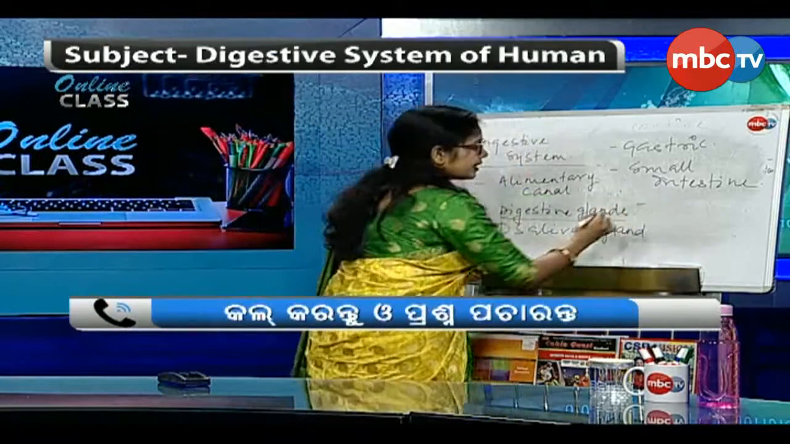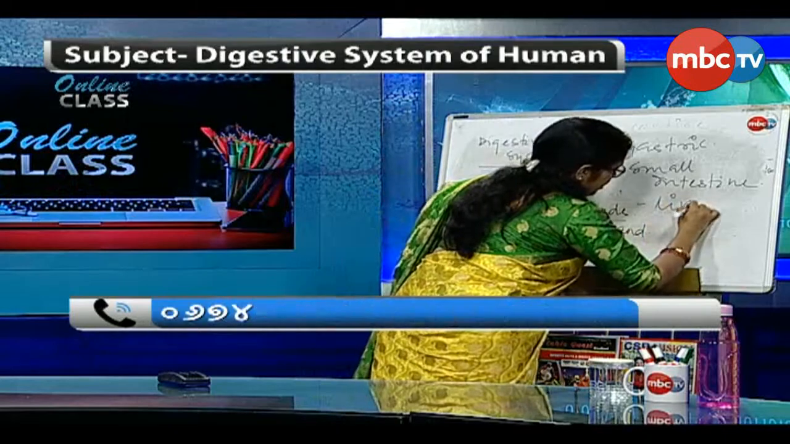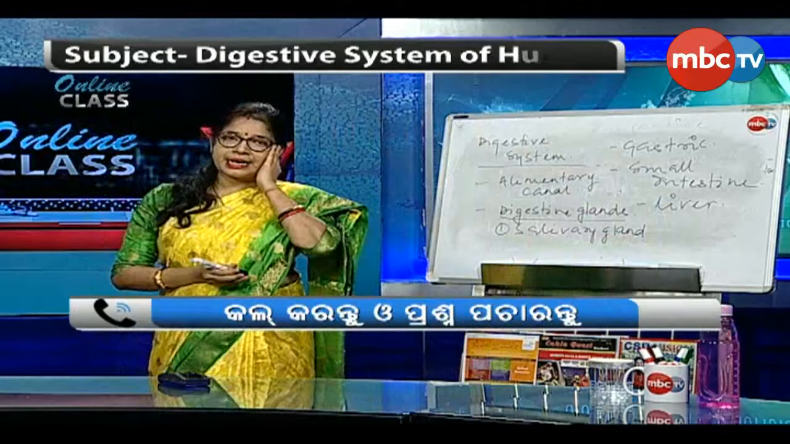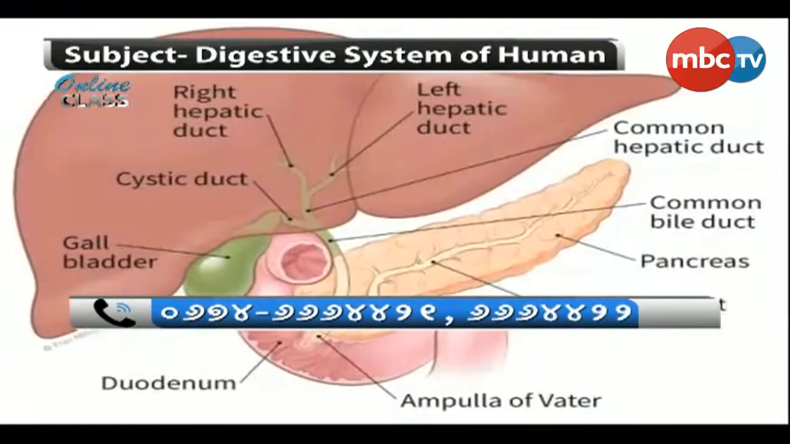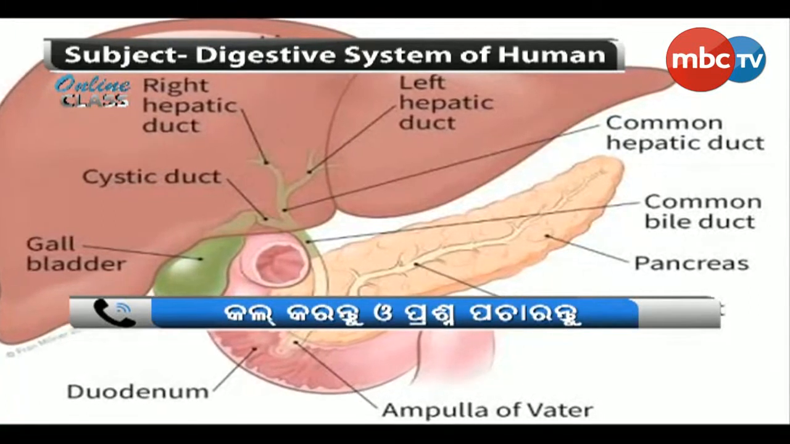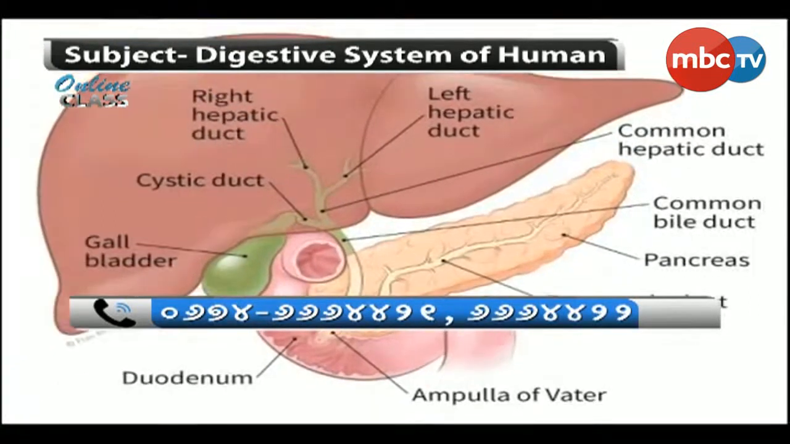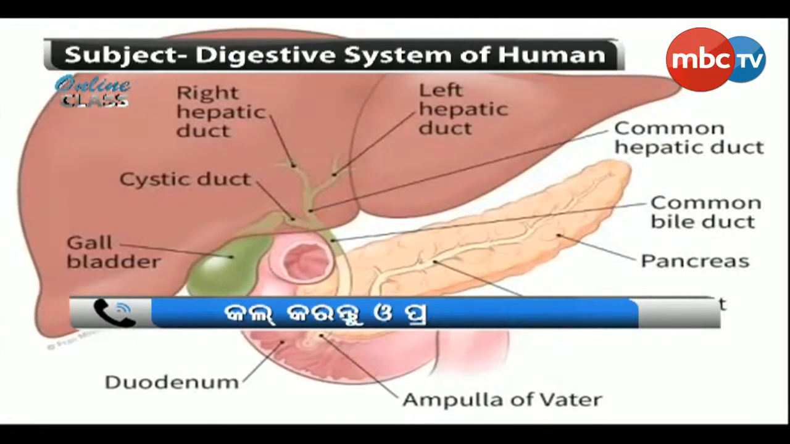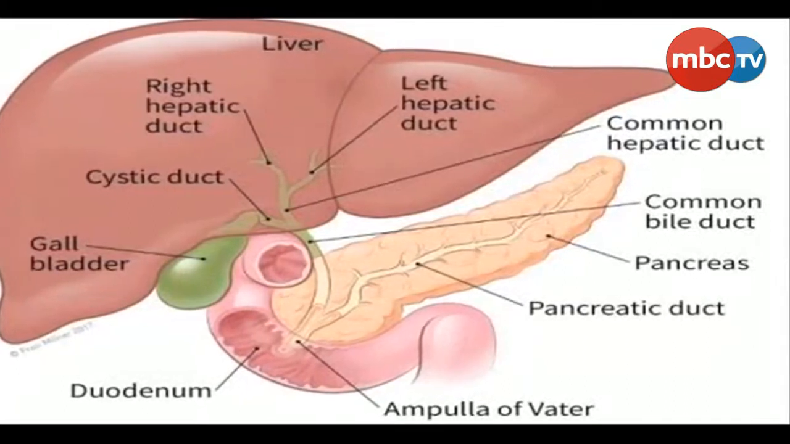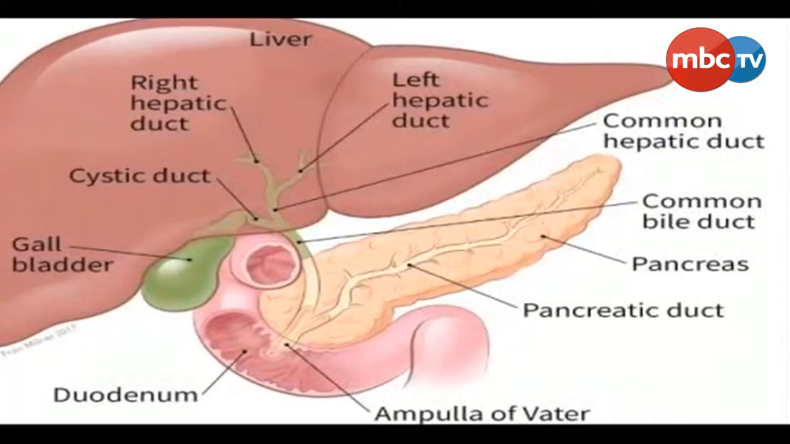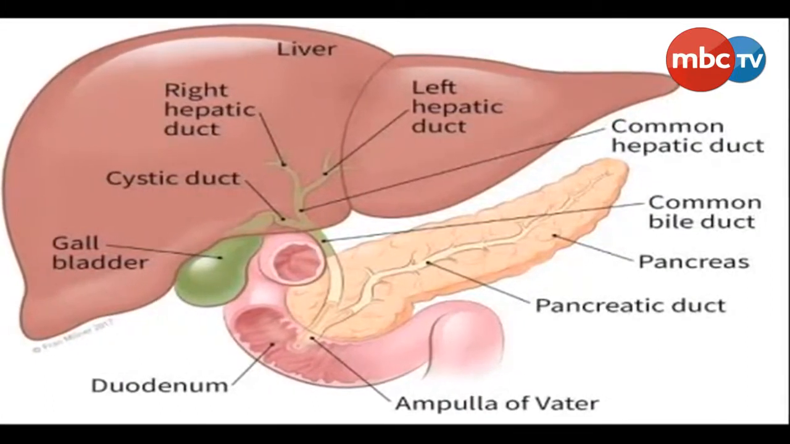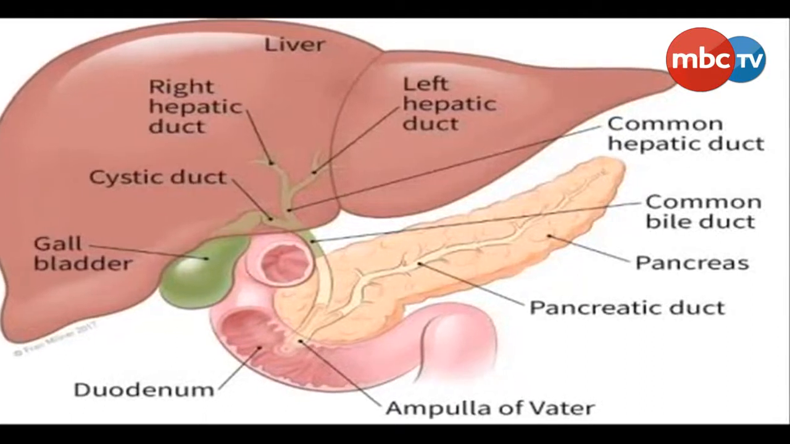Then the next one is the liver. So, we will discuss the liver. Let us see the diagram of the liver. This is the diagram of the liver which is present within our abdominal cavity, which is reddish brown in color. You can clearly see from the diagram that the liver is divided into right and left lobes.